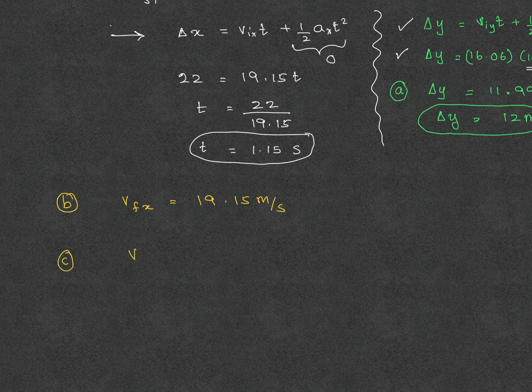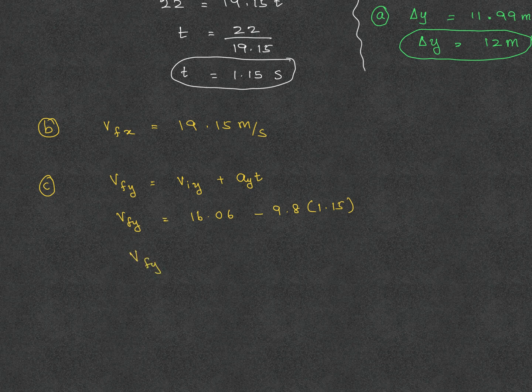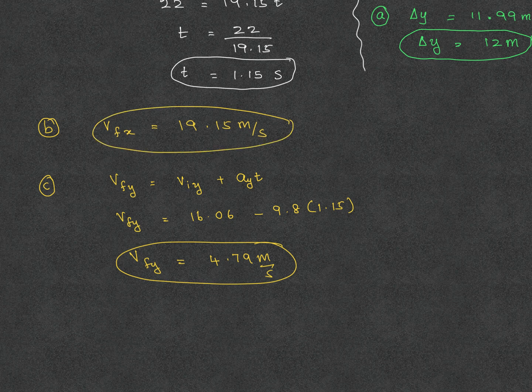But for part C, where it asks V final y, you have to use the equation V initial y plus a_y t. And then V final y, I'm just going to show you the substitution. Then I'm using my calculator separately and plug the numbers in. 9.8, 1.15, and do the math. You will get V final y component equals 4.79 meter per second, and that is the answer for part C. Here's the answer for part B.